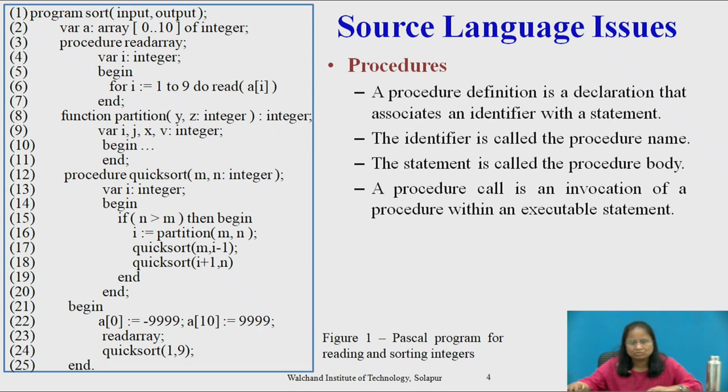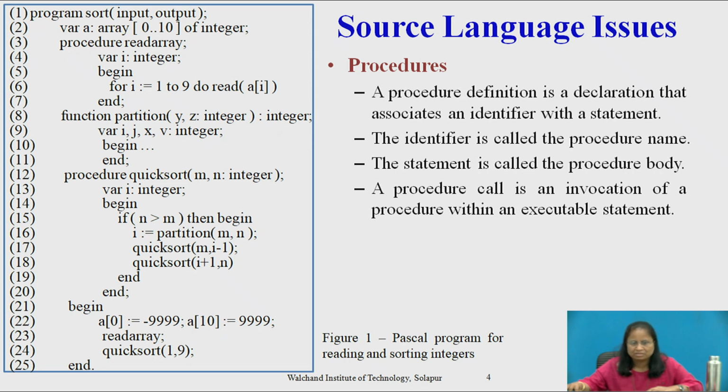Procedures that return values are called functions in many languages. A complete program is treated as a procedure. When the procedure name appears within an executable statement, we say that the procedure is called at that point. The procedure call executes the procedure body. The main program in the line number 21 to 25 calls the procedure read array at the line number 23 and then calls quicksort at the line number 24. The procedure calls can also occur within expression as on line number 16.